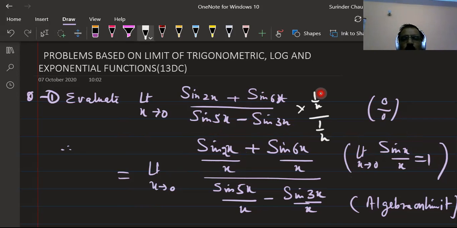If we reciprocate them, then they will cancel out. After this multiplication by 1 by x in numerator and denominator, the function remains the same, and it will help us in evaluating this limit. So now this becomes sin 2x upon x, sin 6x upon x, sin 5x upon x, and sin 3x upon x.